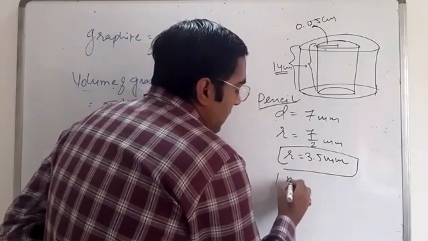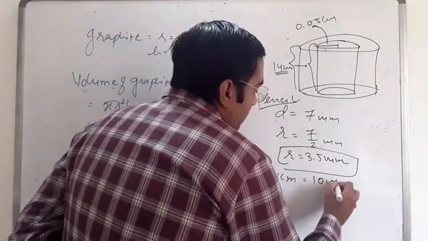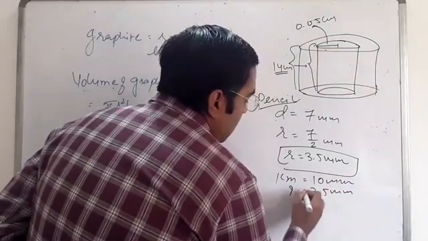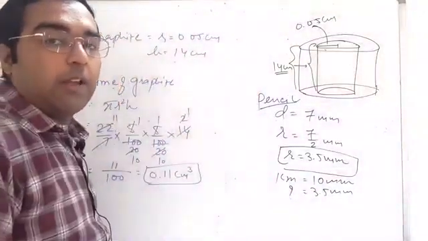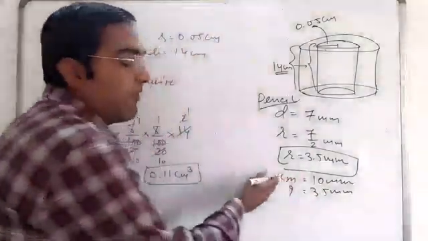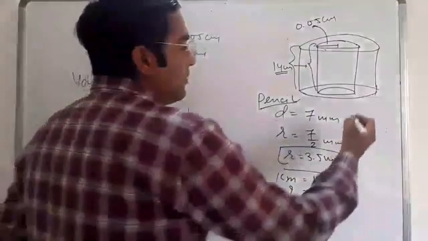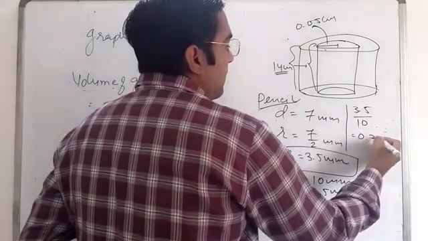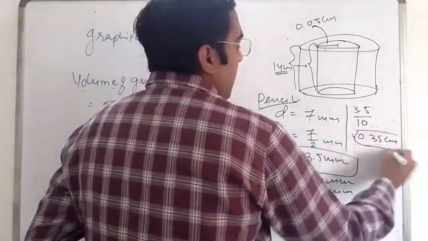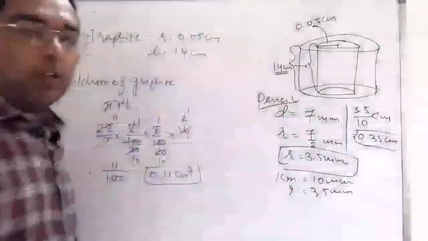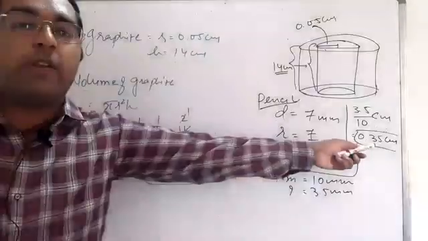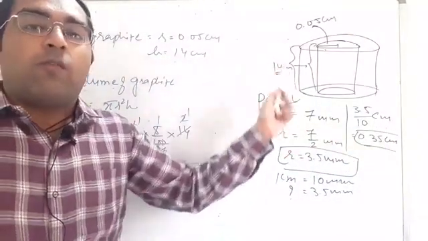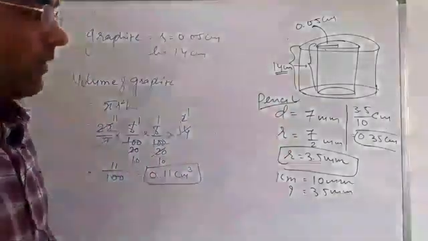As we know that 1 centimeter equals 10 mm, so 3.5 mm is equal to how much centimeter? For that, multiply 3.5 into 1 and divide by 10. So 3.5 divided by 10 is 0.35 centimeter. Now for this radius and the height of the pencil, we have to find the volume of the pencil and the volume of the wood.